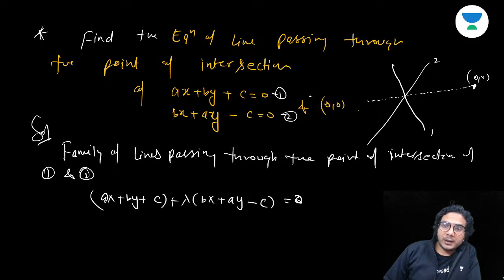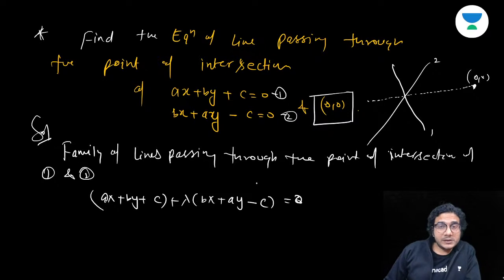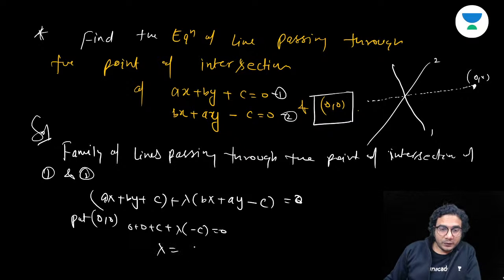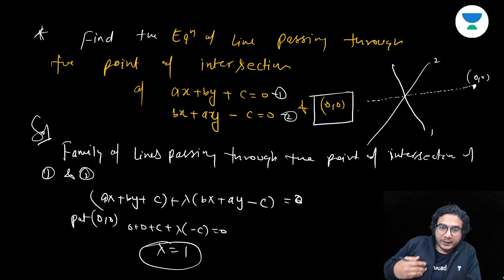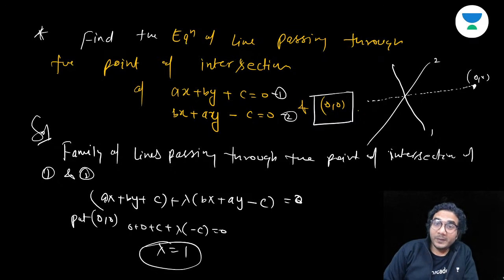To find lambda, we can use this point, because this line is passing through 0. So 0 will satisfy this equation. Put 0 in this, and you will get 0 plus c plus lambda times of 0 plus 0 minus c. So you can see lambda is equal to 1. That means if we resubstitute the value of lambda, it will be a now fixed line. It is basically L1 plus L2.